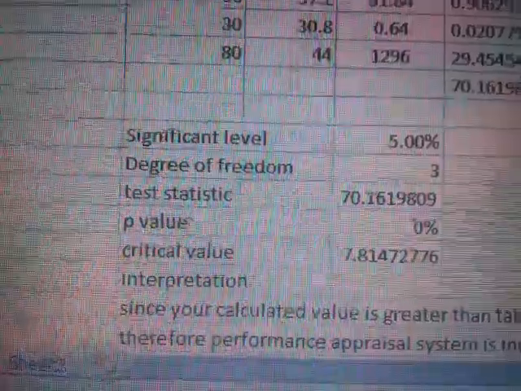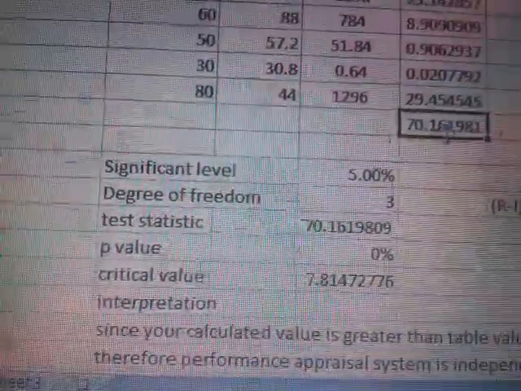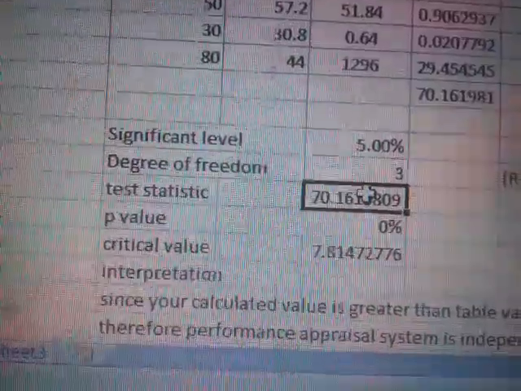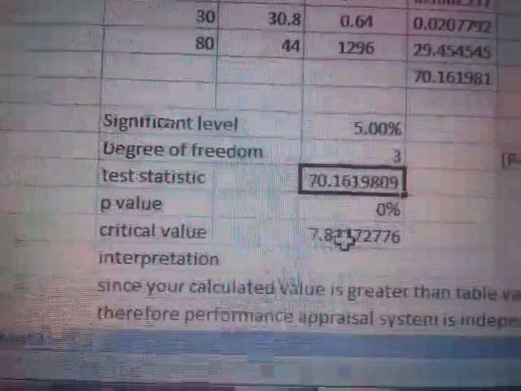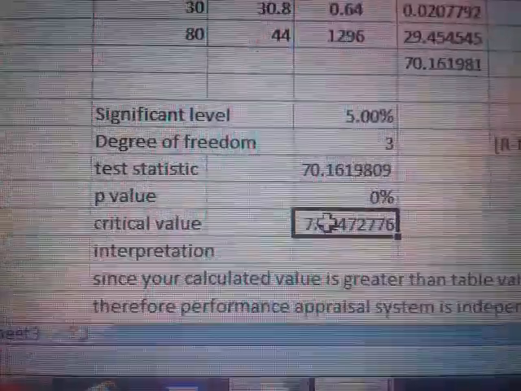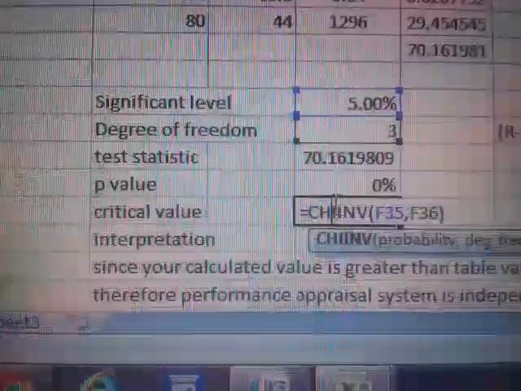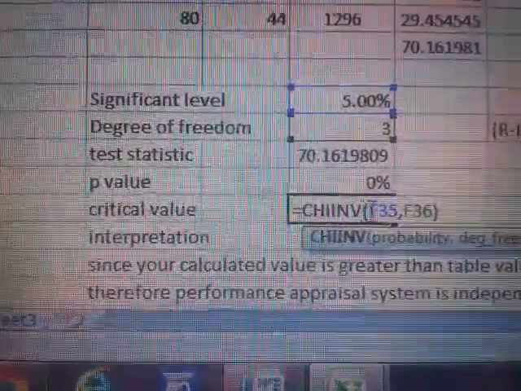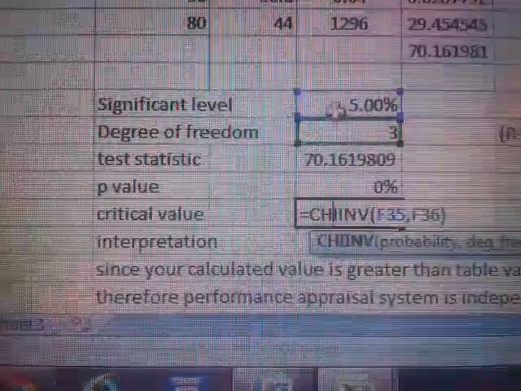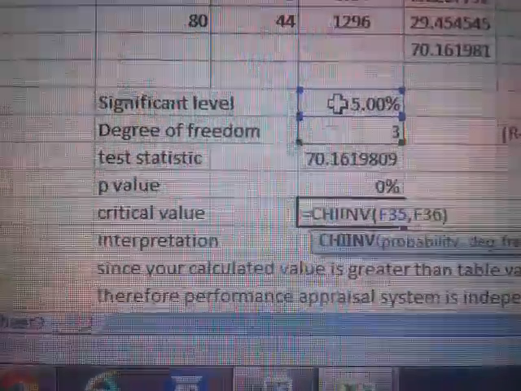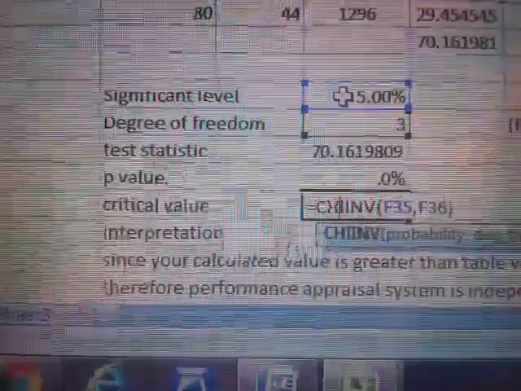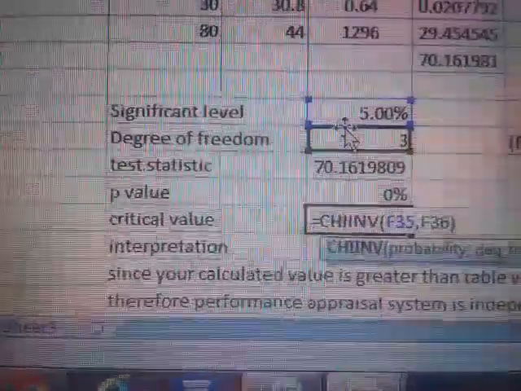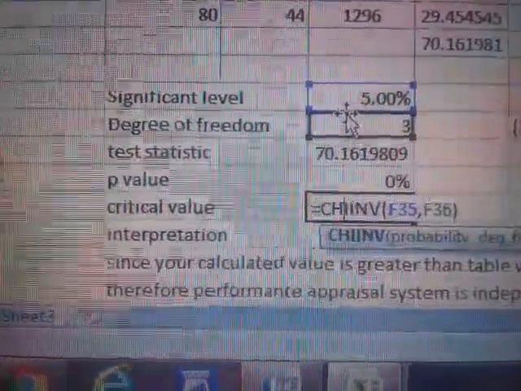Your test statistic is nothing but your calculated value. The calculation we have done, that is your test statistic. Now how to find your table value. There is a formula: CHIINV, the chi-squared inverse. Then you enter your level of significance 5%, comma, your degree of freedom. Is it clear? So this is to calculate your table value.